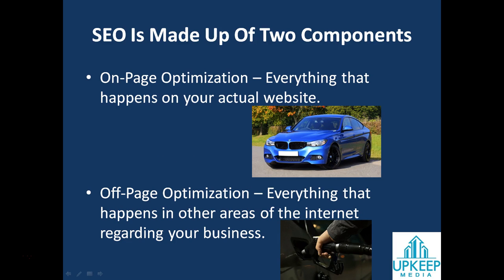To give you a better understanding of SEO, it's important to understand that it's made up of two components. The first component is called OnPage Optimization, which is everything that has to do with your actual website. So optimizing your website in a way that search engines can better crawl it and better understand the content of the website so they can understand exactly what it is your company does.